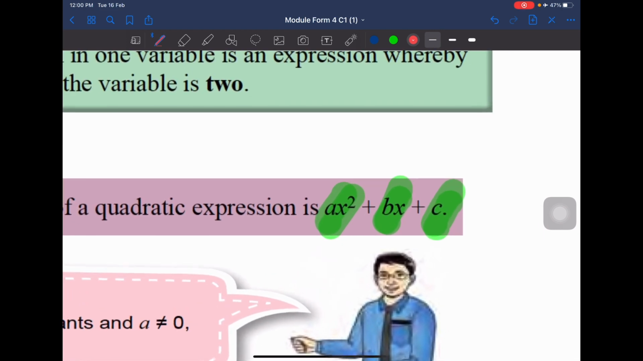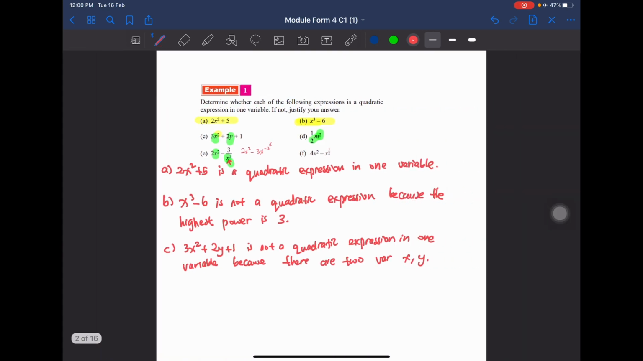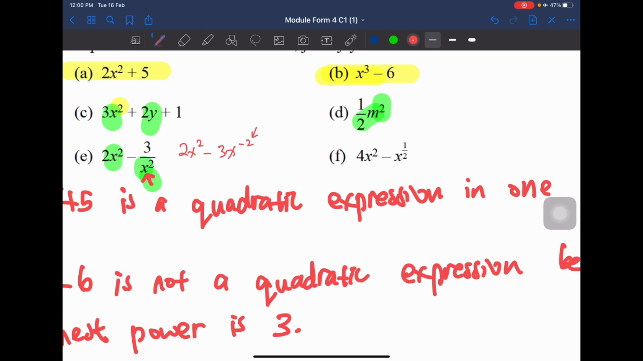Okay, kuasa 2, ini kuasa 1. Okay, ini sebenarnya adalah x kuasa kosong. So 2, 1, 0. Boleh tak kuasa negatif? Tak boleh. So E is not a quadratic expression.